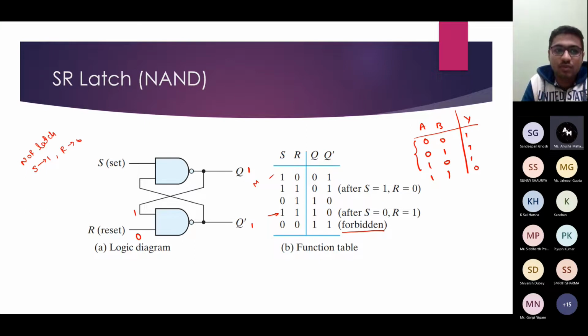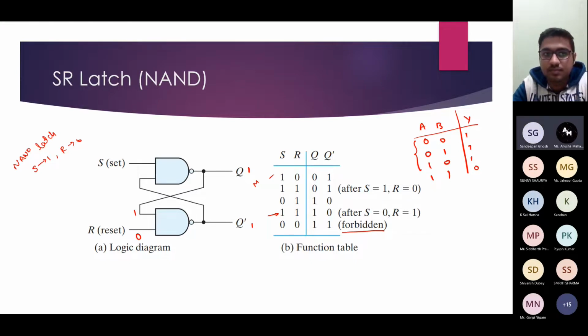What will be the output of NOR SR latch when S is 1 and R is 0? Q will be 1 and Q dash will be 0. And what will be the output when it is NAND latch? 0 1.